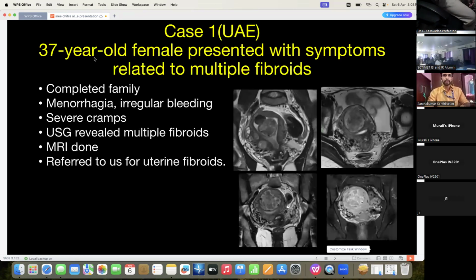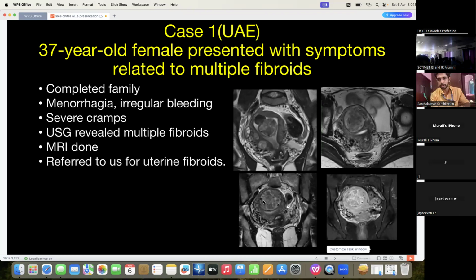The first case is a 37-year-old female presenting with symptoms related to multiple fibroids. She had completed her family. She had menorrhagia with irregular bleeding, with severe cramps, especially during her menstrual period. Ultrasound revealed multiple uterine fibroids, and an MRI was done. MRI revealed multiple intramural and submucosal fibroids. Most of the fibroids were intramural in location.